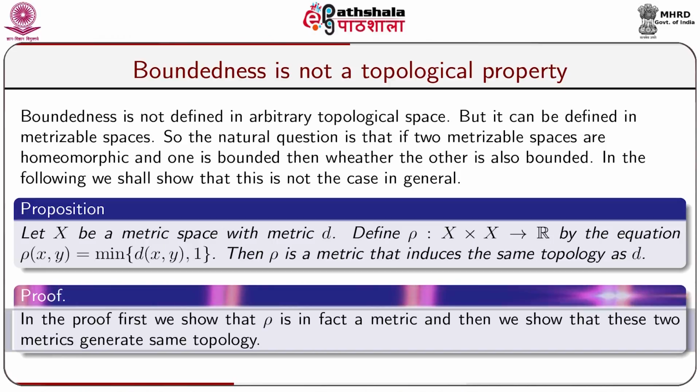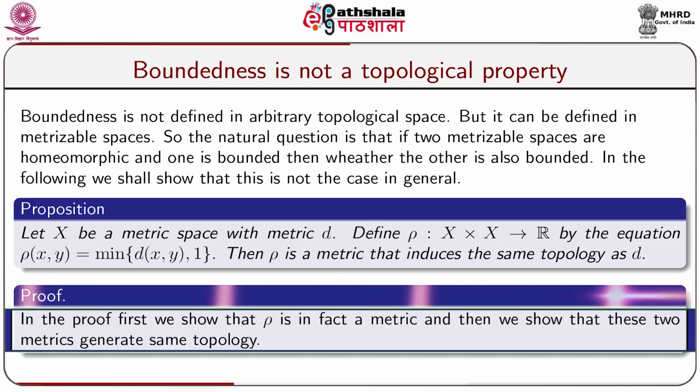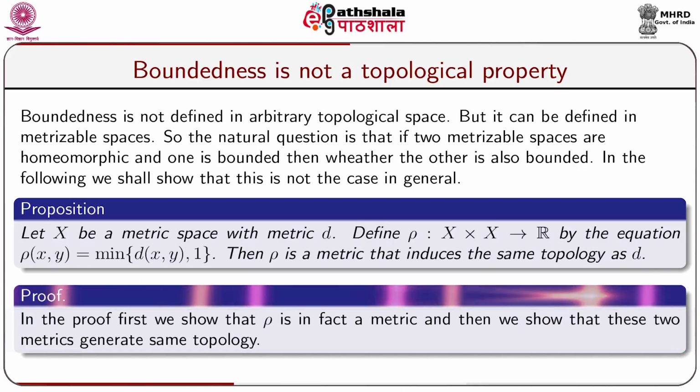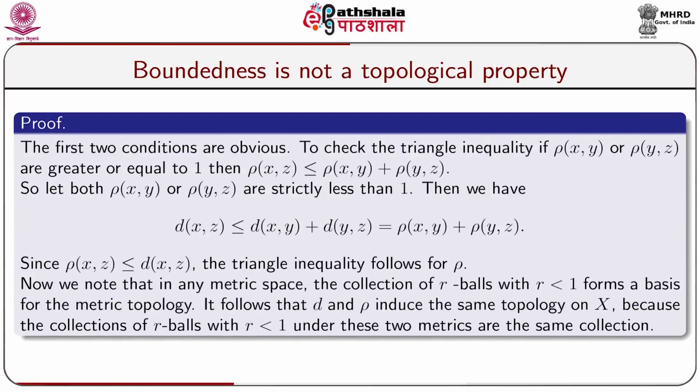For the proof, first we have to prove that rho is in fact a metric. Then we shall show that the topologies generated by the metrics d and rho are equal. To prove that rho is a metric, the first two conditions, that is rho(x,y) greater than or equal to 0 and rho(x,y) equal to 0 if and only if x is equal to y, are obvious, and the condition of symmetry is also obvious. We have just to check the triangle inequality.